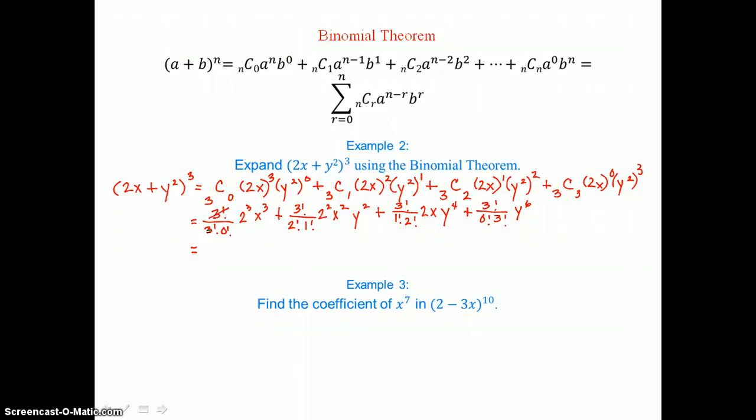fractions here, we'll cancel 3 factorial top and bottom. 0 factorial has a value of 1, so this coefficient is 1. We have 2 cubed, which is 8. 8x cubed is our first term.